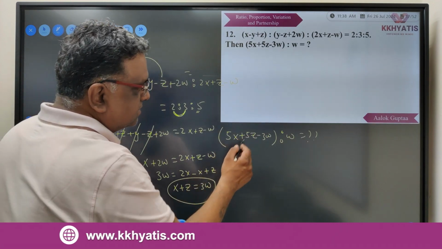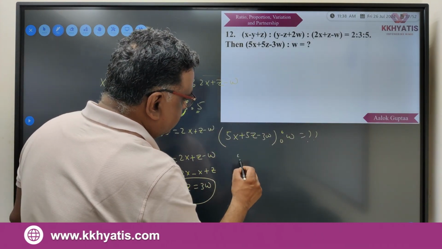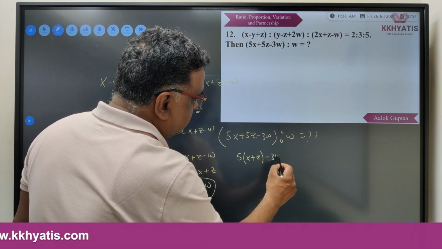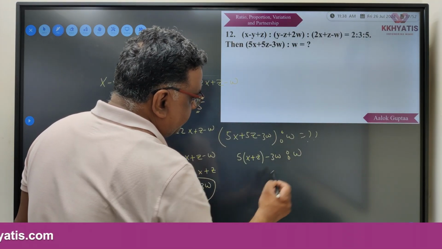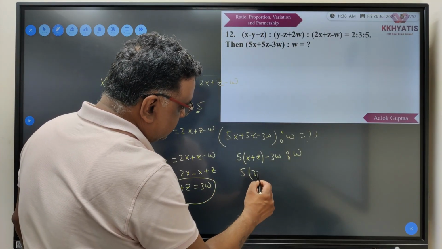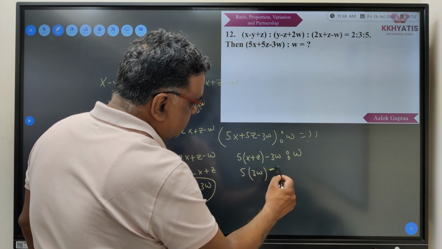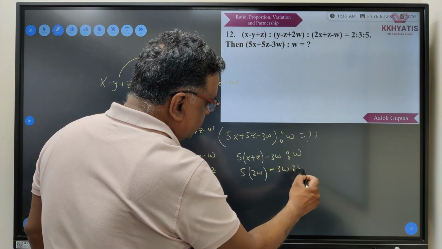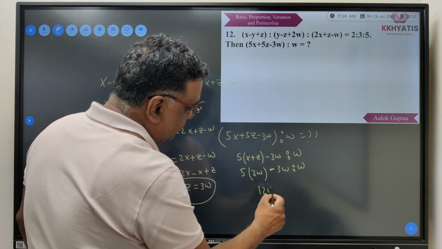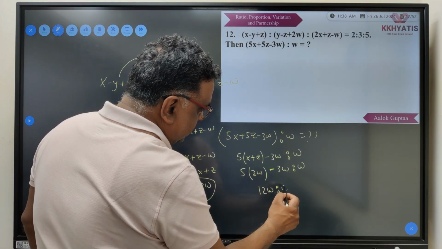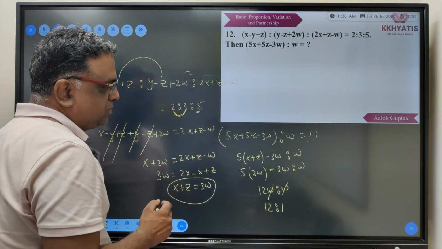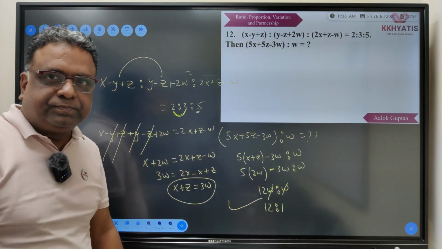But I have to find this, which means I have to find what? I'll take 5 common here. The ratio of x plus z minus 3w with w. x plus z is 3w, so I will replace x plus z by 3w. So it is 3w minus 3w is to w, correct? So this will be 15 minus 3, 12w is to w. w cancelled, so the ratio is actually 12 is to 1. That is the answer. Clear?